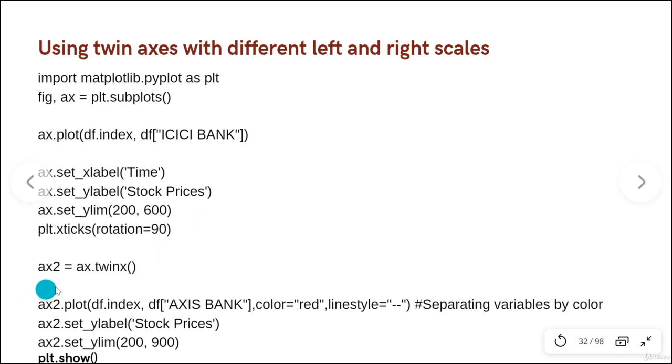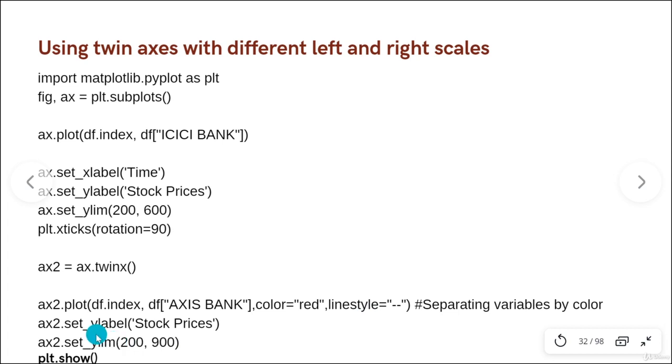Then this is introducing another axis, because I want to plot the second time series on another y-axis on the right. So this is ax.twinx that we have to use. Then ax2.plot. Now I'm not using ax.plot, please be very careful. I'm using ax2.plot because I want to plot it on the right hand side. So it is df.index, meaning between date and the Axis Bank, and I'm making customizations with respect to color and line style as well.